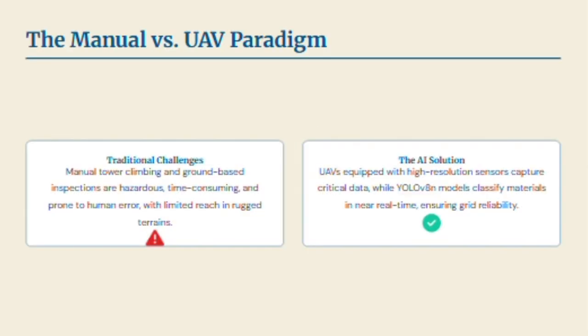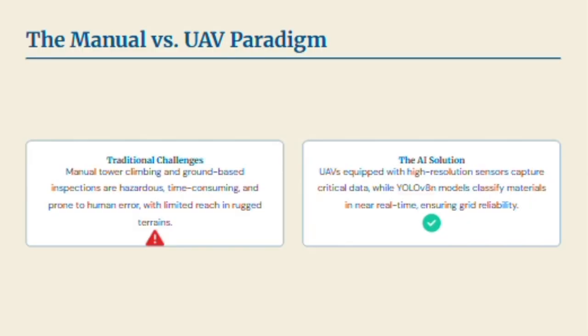So, what is the problem? Manual inspection of power line insulators is hazardous and time consuming. It requires climbing towers or expensive helicopters. We have UAVs, and they can capture thousands of high resolution images, but manually analyzing this data is impossible. So, our solution is an automated computer vision system to detect and classify insulator materials from UAV imagery.